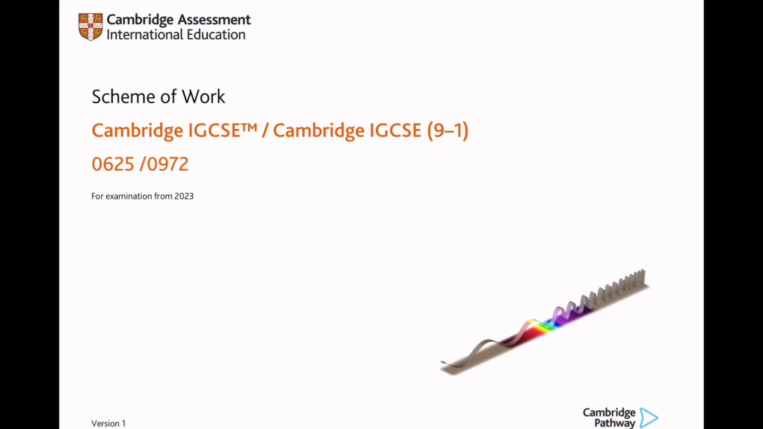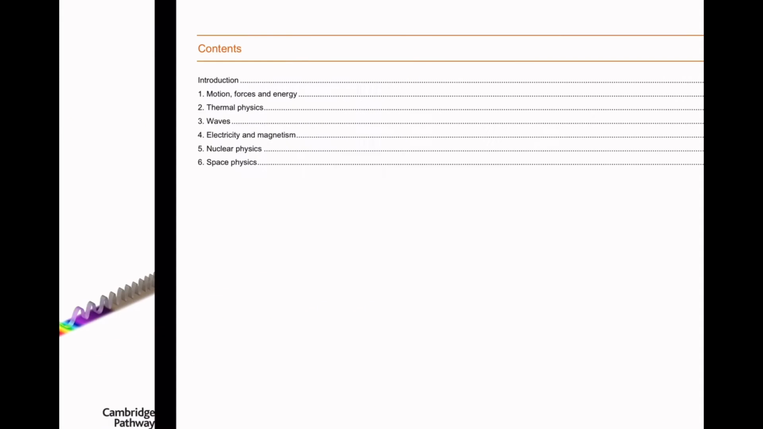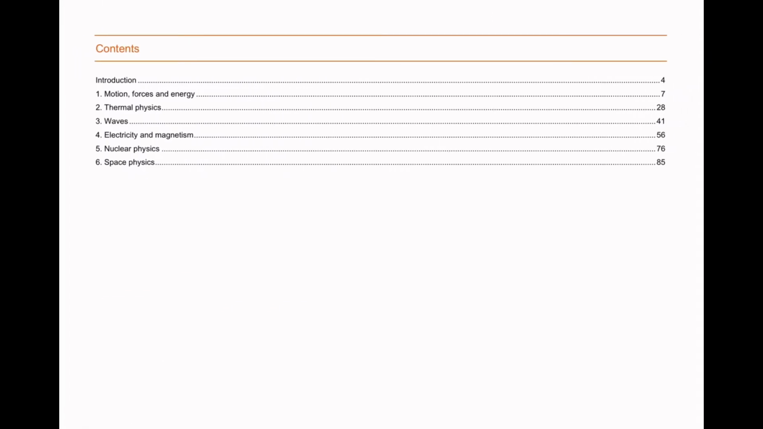Today we'll be discussing the scheme of work of Cambridge IGCSE 0625/0972. The main contents that we'll be introducing. Number 1, motion, forces and energy. Number 2, thermal physics. Number 3, waves. Number 4, electricity and magnetism. Number 5, nuclear physics. Number 6, space physics.